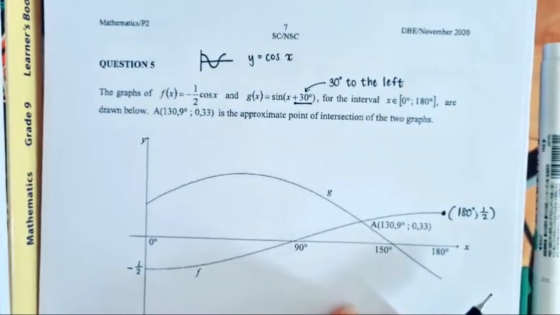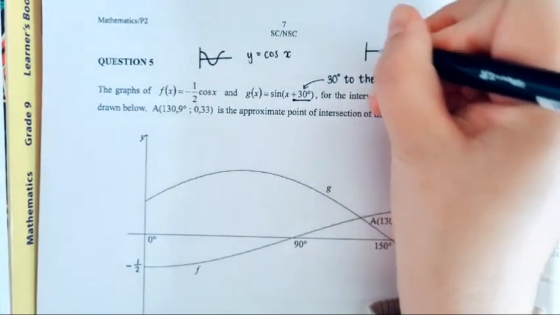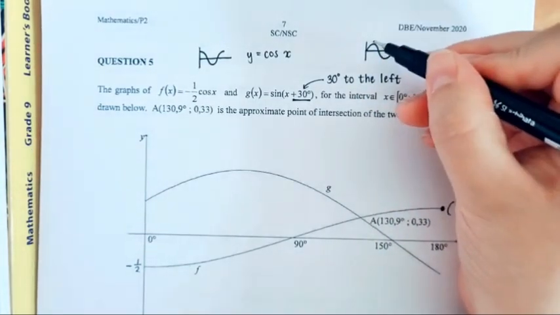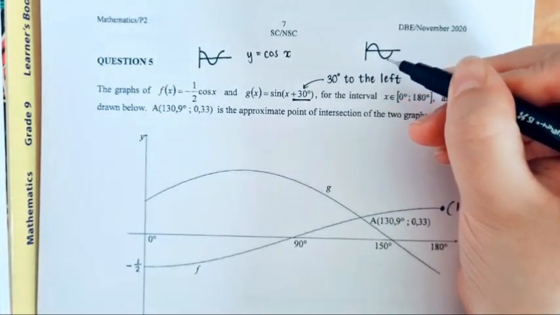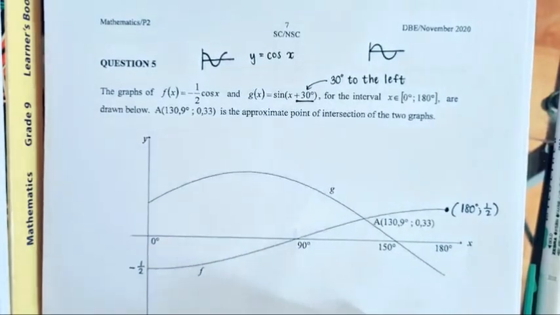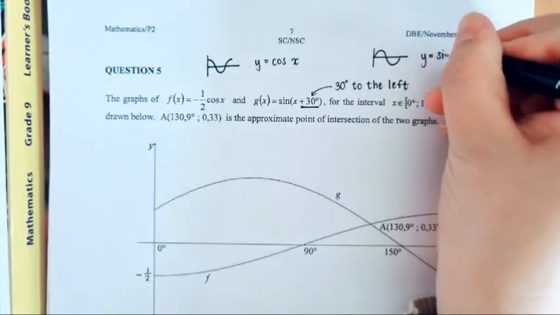Now I'm just going to quickly draw the basic sine graph. It would start at the origin and go up to the highest value. This is at 90. At 180, it would be back at 0. At 270, it would be at -1. And at 360, it would be 0 again. So that is the normal graph. This is the graph of y equals sine x.